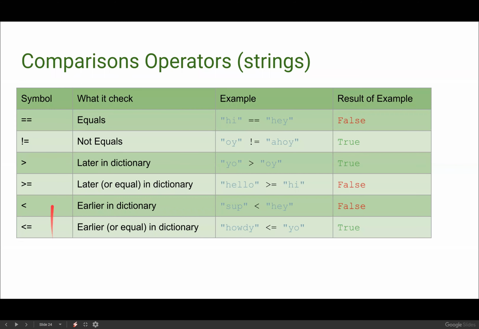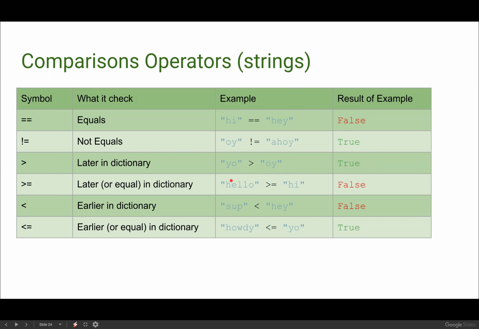The other ones, greater than, less than, greater than or equal to, less than or equal to, are essentially looking through a dictionary. Is one value later in the dictionary than the other? Is its value greater? Think of the page number in the dictionary. Is its page number in the dictionary bigger than the other one? So the letter Y comes later in the dictionary than the letter O. So yo is greater than oi. That's true.